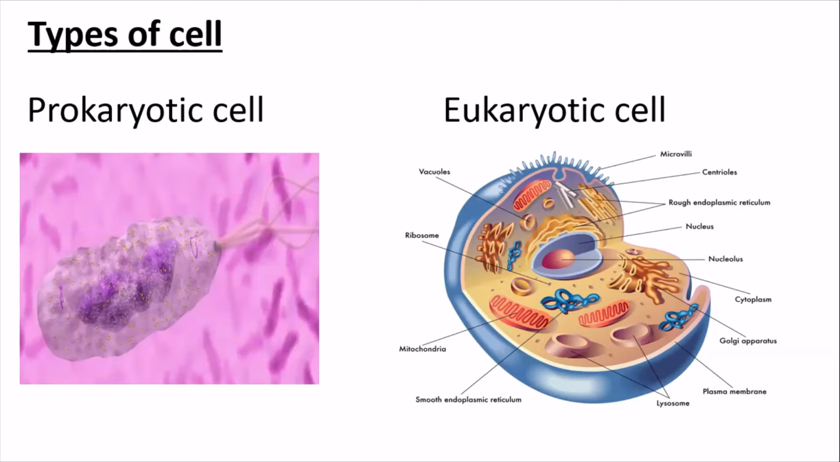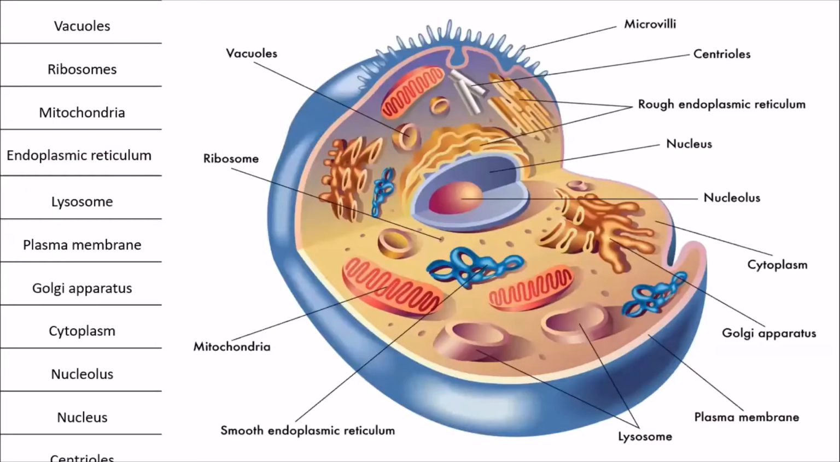No matter what type of cell it is, three organelles are common in prokaryotic cells and eukaryotic cells. Both of them have cell membrane, cytoplasm, and nucleus. This is the structure of a eukaryotic cell. In this video, we are going to talk about the structure of the eukaryotic cell.